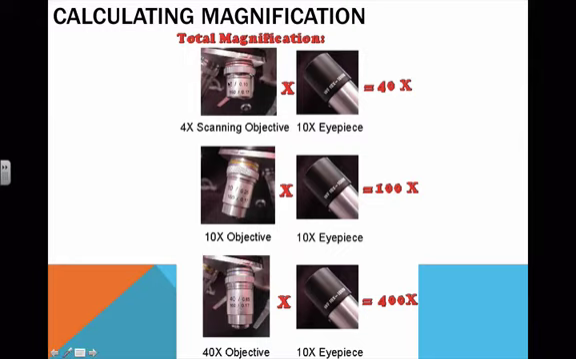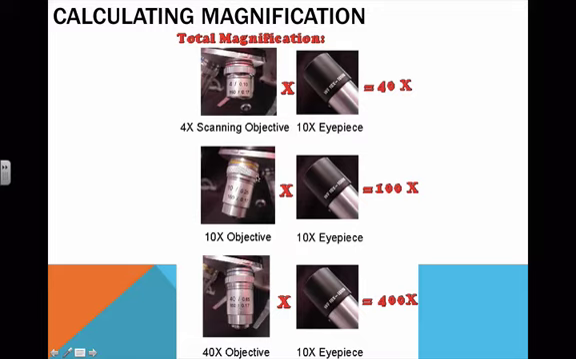And this first objective, the low power, is 4 times. And this is the number we're looking for right here, that whole number. Not these decimals down here, but this whole number, this 4. So to figure out total magnification, we take 4 times 10, which is 40.